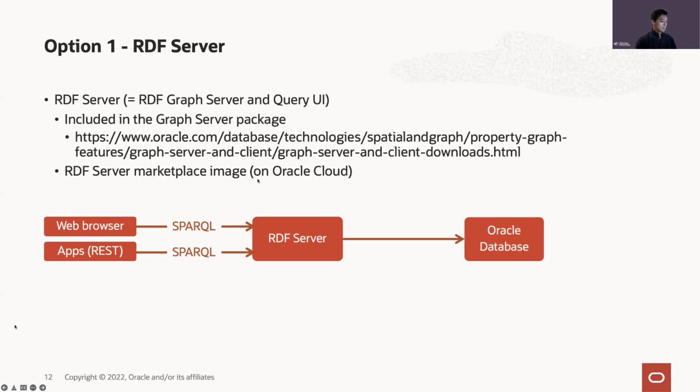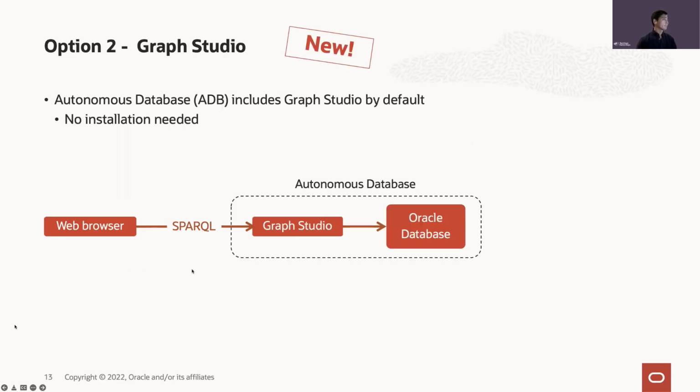This is the architecture of RDF server. You need to have a separate RDF server which can connect to our Oracle database, and you can access the RDF server using a web browser or from applications using REST API. Option 2, Graph Studio. It is a part of Autonomous Database. It is included by default. So no installation is needed, and you can access Graph Studio only from a web browser.